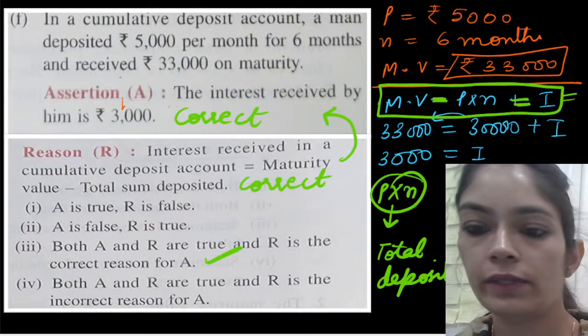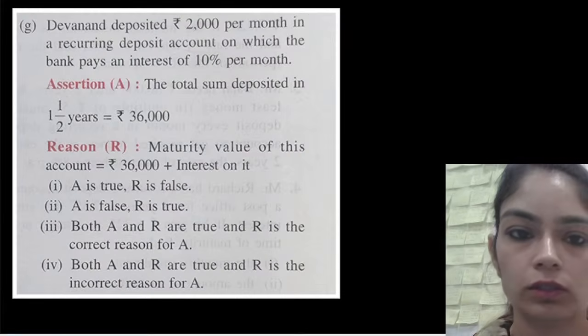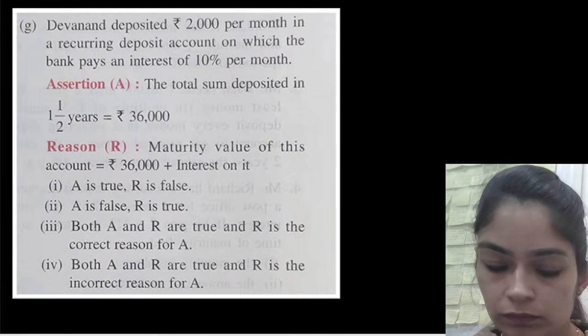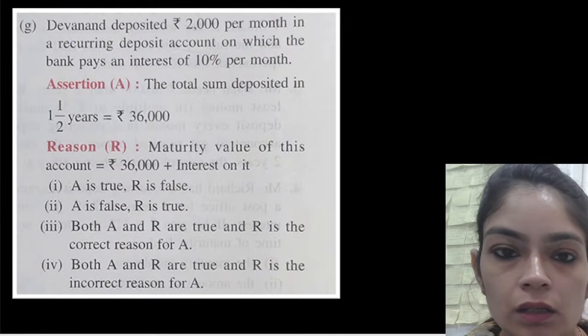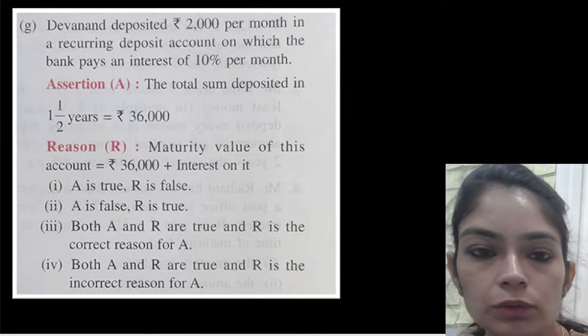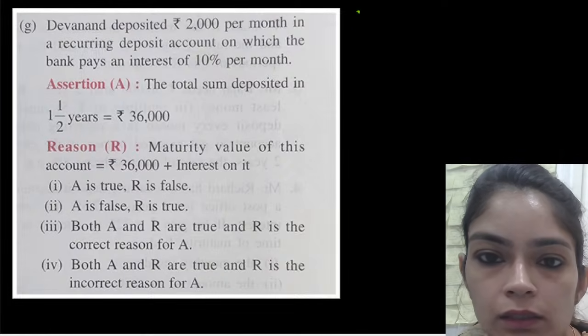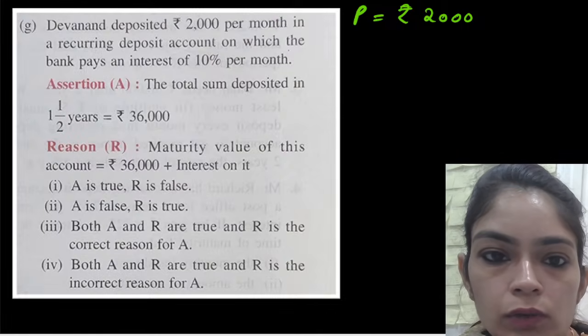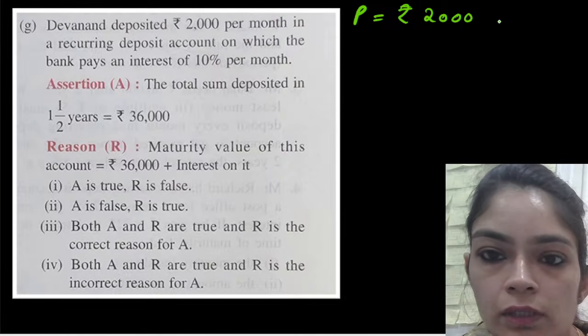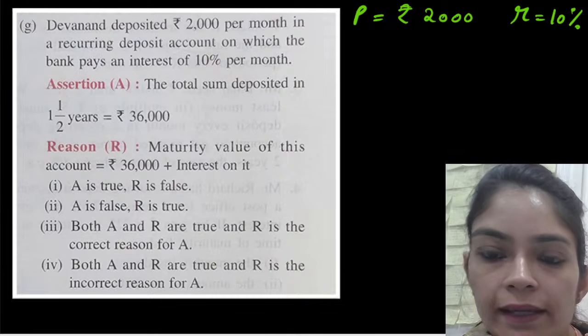Okay, let's do the next question. Next also assertion and reason. So first we'll see what's given to us. So given information we have to see. Principal is given to us. So this is 2000 in a recurring deposit account on which the bank pays interest of 10%. So R is given to us as 10%.